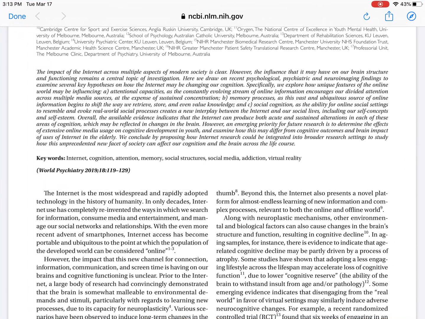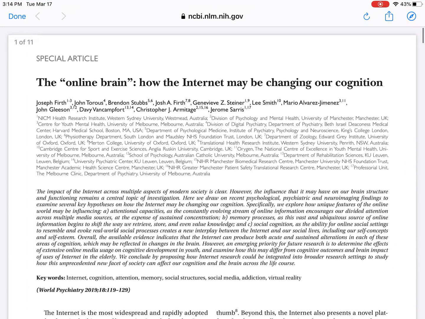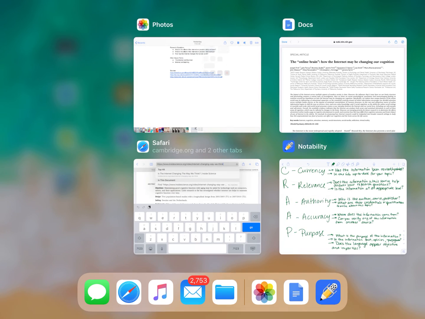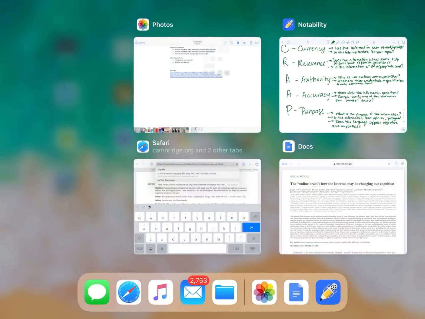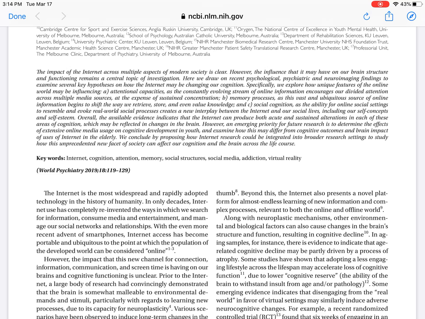They seem qualified to write about this topic since they work for these universities. It looks like 1 through 3 is this one person, so they've got it connected. They've got all their credentials, so that seems pretty good. They seem like they're reliable for this source. Where does the information come from? Can you verify it from another source?